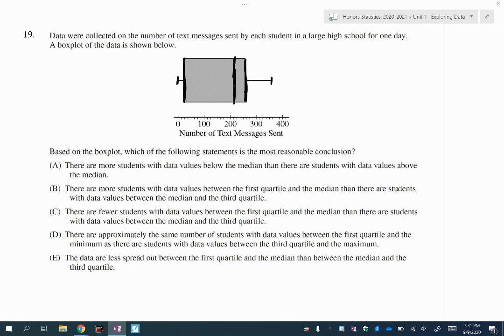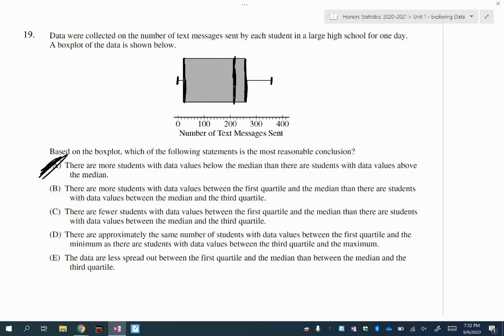So in letter A, they're trying to get you to think that because the box is wider to the left of the median, there are somehow more values below the median than above. But guys, you know the median is right in the middle. There cannot be more values below than above. So that's why A is wrong. They're trying to get you to look at how wide the box is to the left of the median to confuse you.